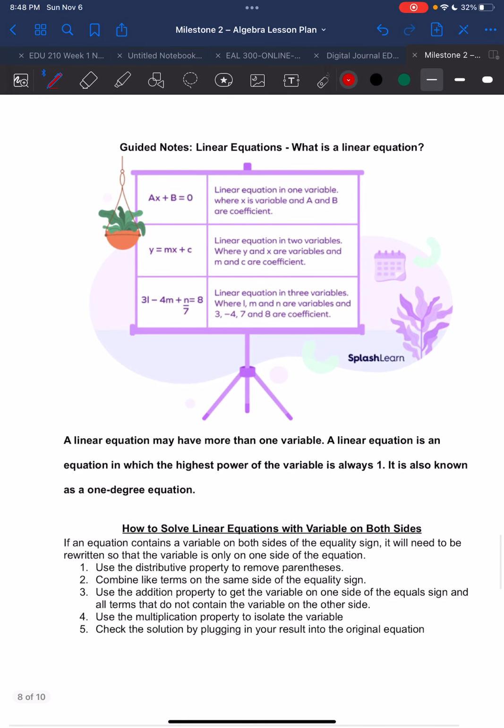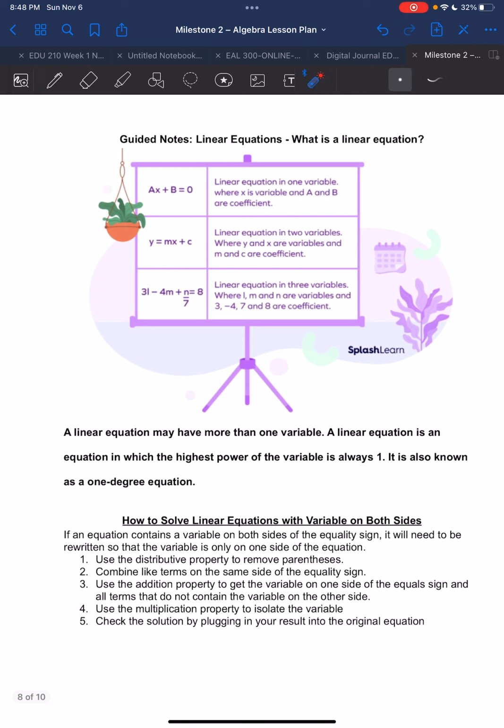Now here I am going to solve linear equations with a variable on both sides. When a variable is on both sides, that means there are variables on both sides of the equal sign. This means that it has to be rewritten so that the variable is only on one side of the equation.